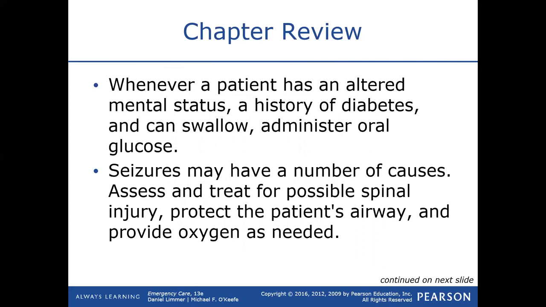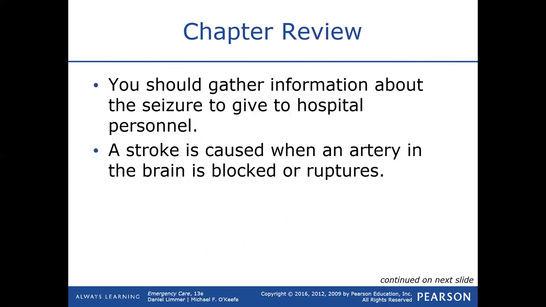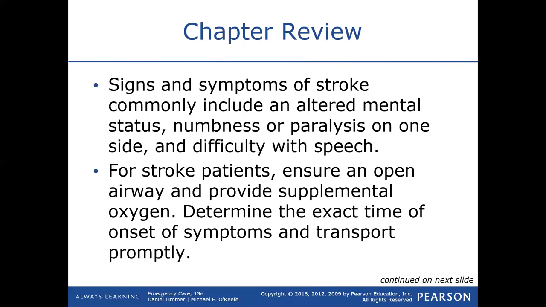Seizures may have a number of causes. Assess and treat for possible spinal injuries. Protect the patient's airway and provide oxygen. You should gather information about the seizure and give it to the hospital. A stroke is caused when an artery in the brain is blocked or ruptures. So again, a stroke is either a clot that's thrown into the brain or a blood vessel ruptures.